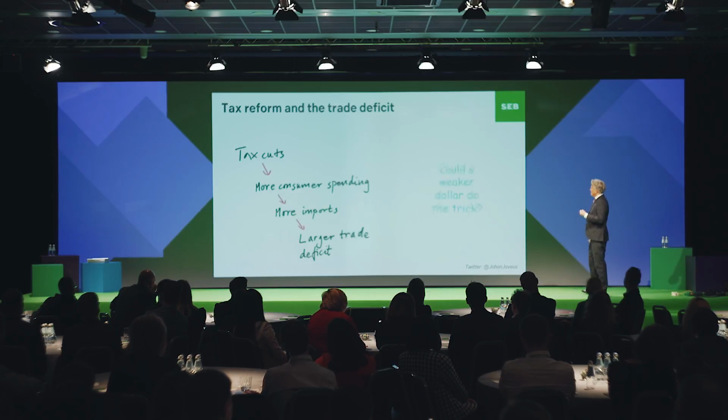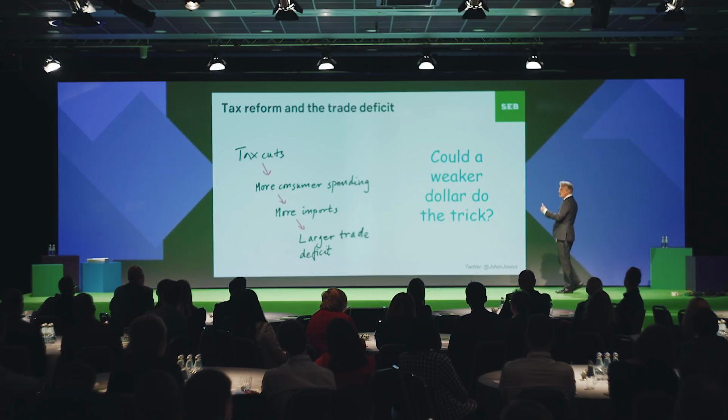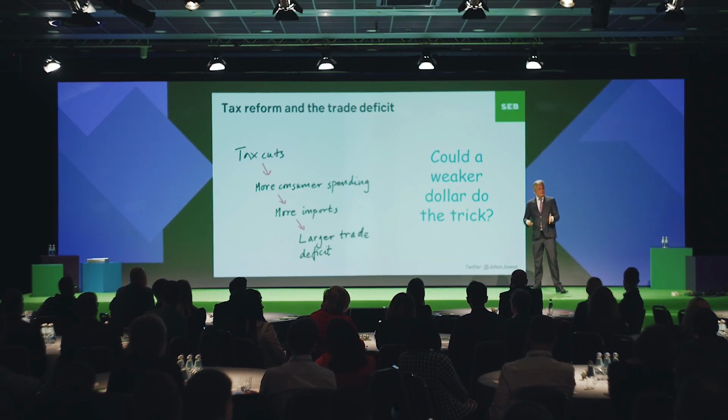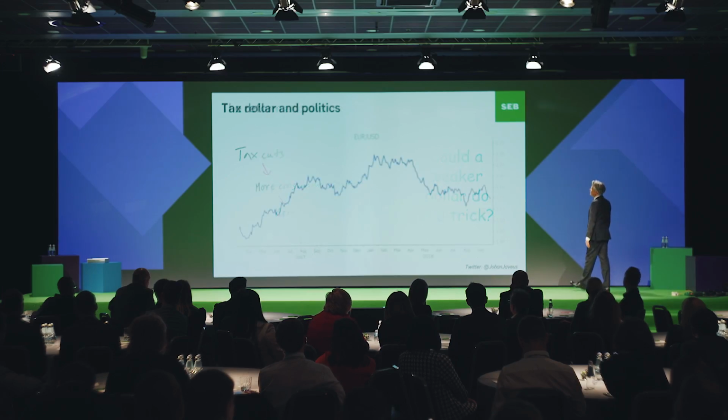Well, one way, of course, is to start meddling with the currency. If you weaken your currency, of course, that is going to make imports more expensive and exports cheaper to foreigners, and that is going to sort of help closing the trade deficit. So, what about the dollar?